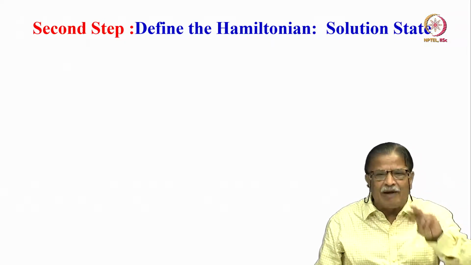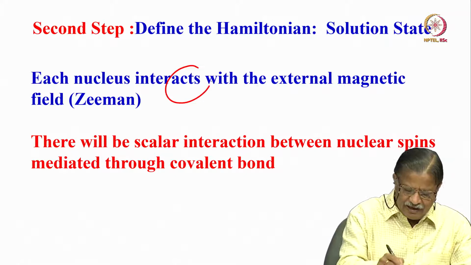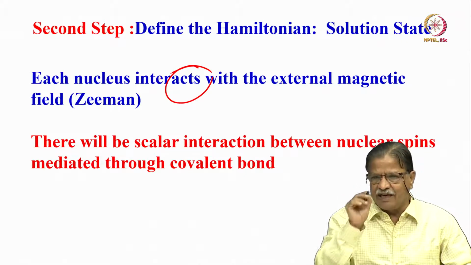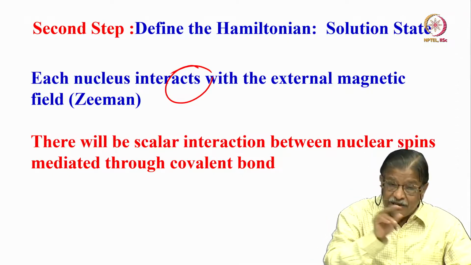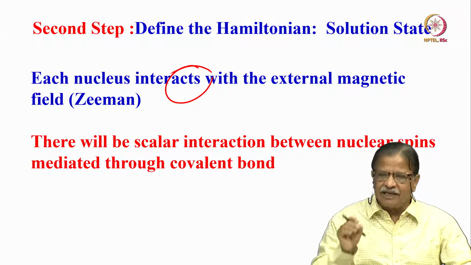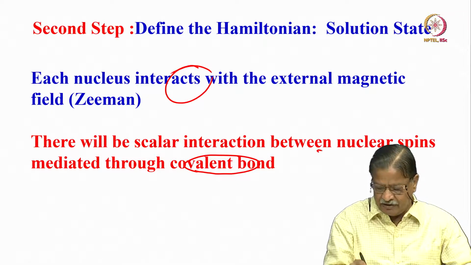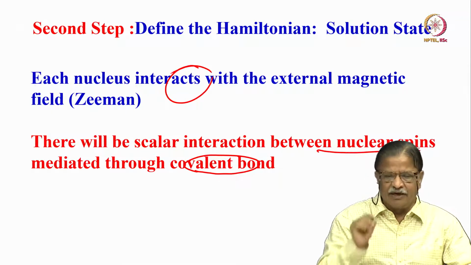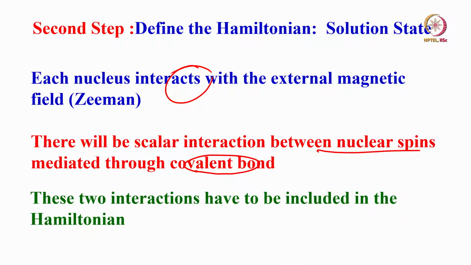So, we have to define the Hamiltonian for such a system. Each nuclear spin interacts with the external magnetic field. This is what we call a Zeeman interaction. In addition to that, between the two spins which are interacting, there is a scalar coupling which is mediated through the covalent bond. This is what we discussed about scalar coupling. These are interactions of the two nuclear spins mediated through the covalent bond through electrons. There is a polarization transfer from one spin to the other spin through the covalent bond. So, these two interactions have to be included in the Hamiltonian. This is the second step, to define the Hamiltonian.